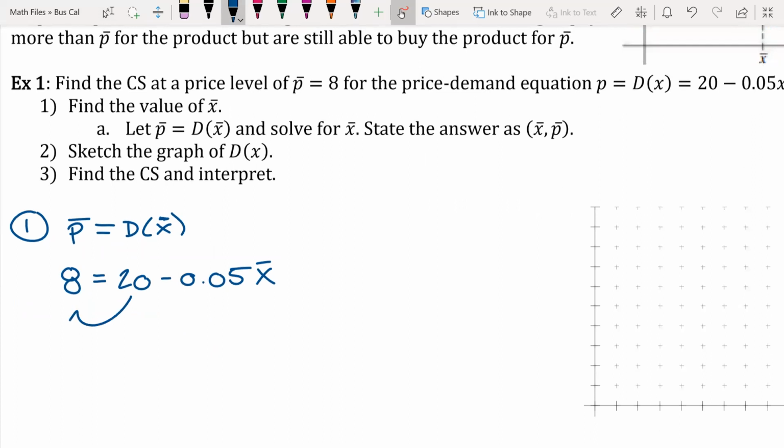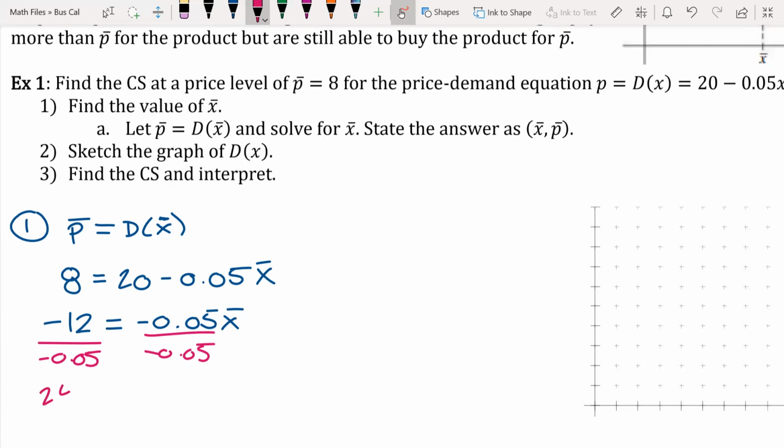So we're going to move this 20 over by subtracting it, and we'll get negative 12 equals negative 0.05X bar. And then we'll divide by negative 0.05, and we are going to get 12 over 0.05, we are going to get 240 equals X bar.